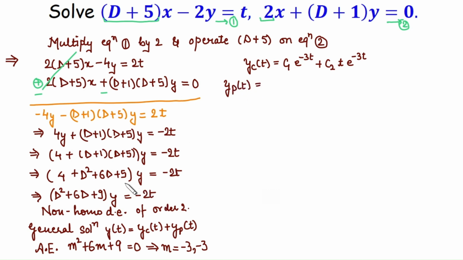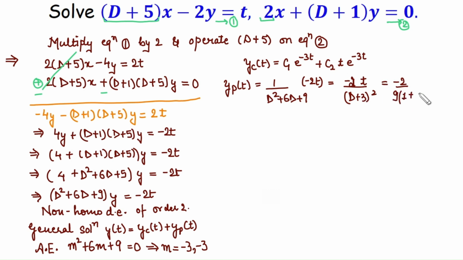The next step is to calculate the particular integral. The particular integral is calculated with the help of this equation. We can write 1 upon D square plus 6D plus 9 into -2 times t. This can be further written as 1 upon D plus 3 whole square into -2 times t. So it is a polynomial case, and here we need to find the binomial expansion. Before that, we need to write the 1 plus or 1 minus form. It means we need to take the constant term outside. Taking the constant term outside from the denominator, it results in 3 square, that is 9.